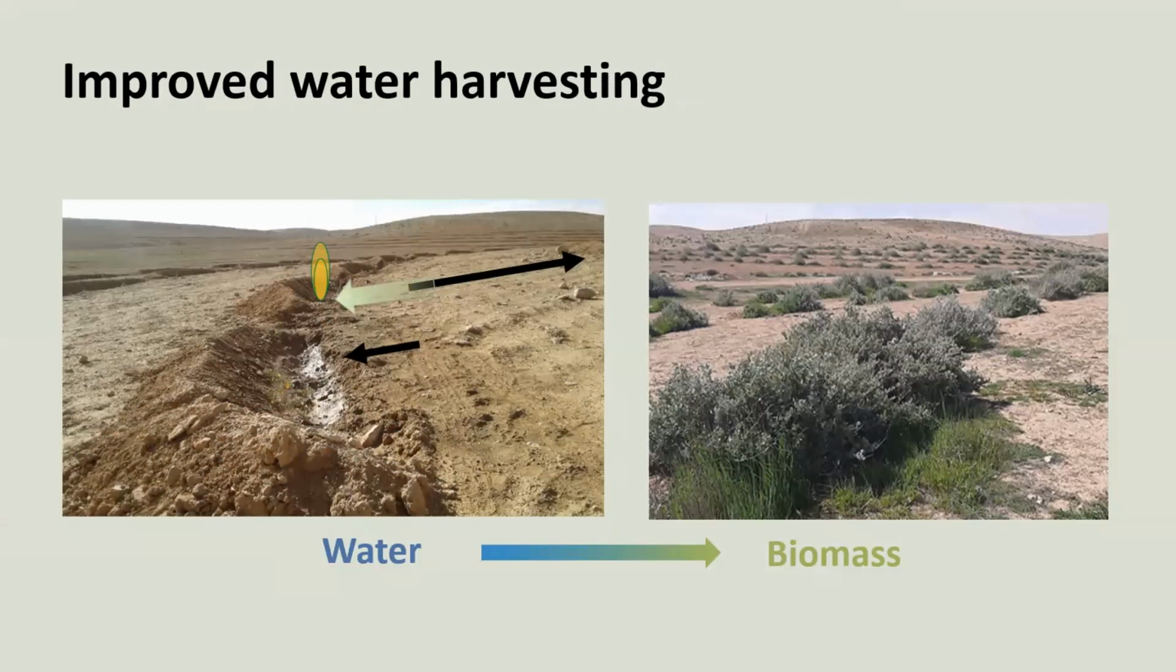The idea behind water harvesting is to collect as much water as possible to drive plant growth, and by converting harvested water into biomass that can be used for climate regulation, but also for fodder, food, and other environmental or ecosystem services.